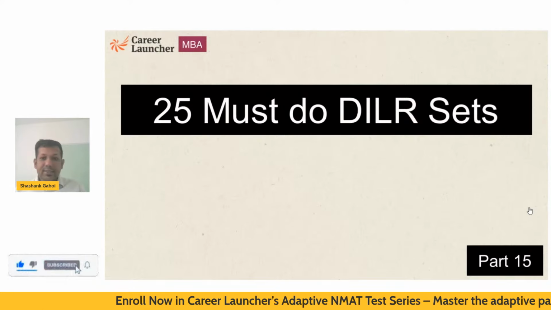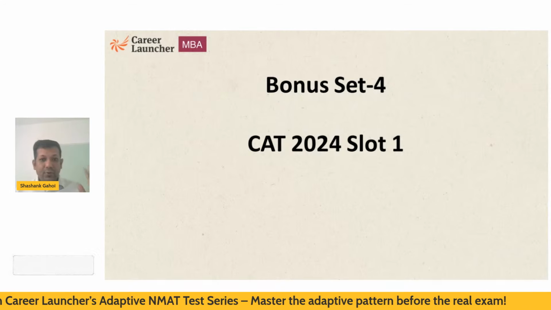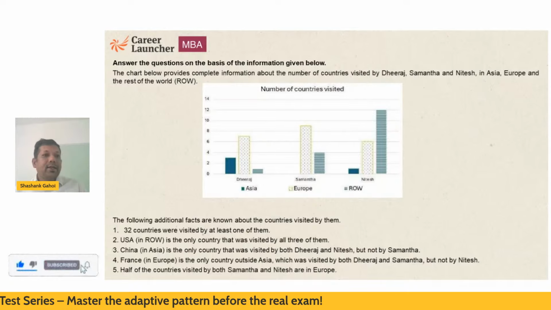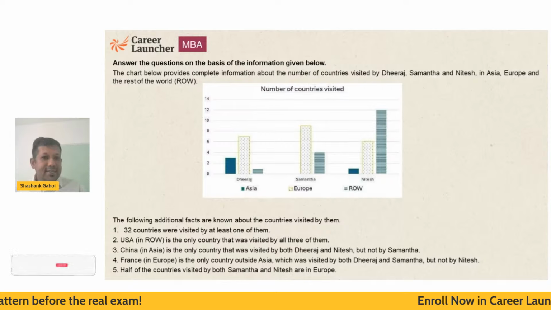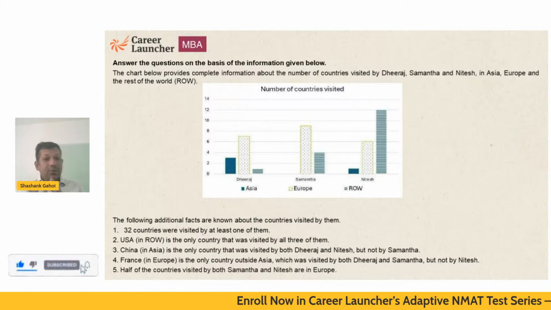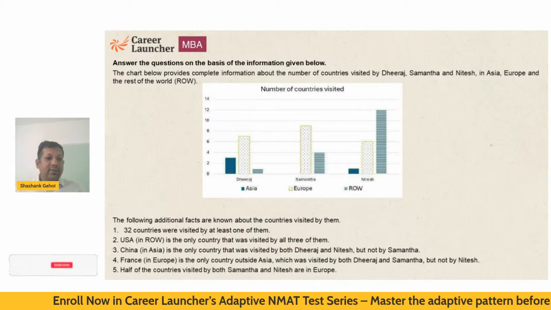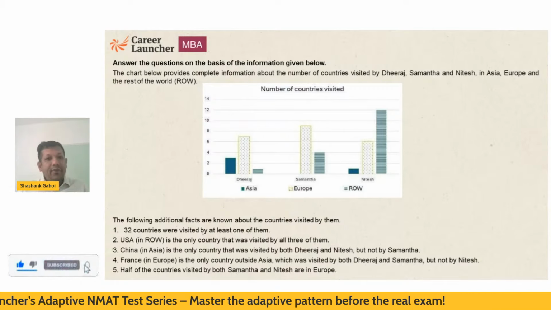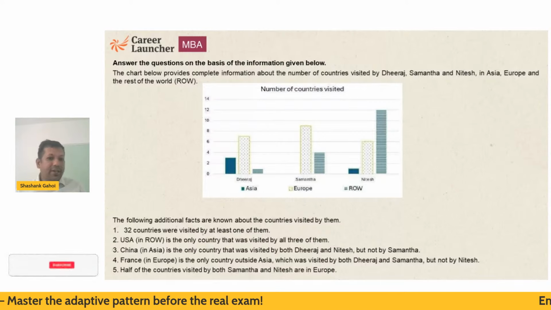Now let's start. Okay, so this is set 4, 2024 slot 1. This set is one of the sets that was asked in CAT. It is also a set of set theory. And if you look at it, the data is given in terms of a bar graph. So this is very unique in data representation.